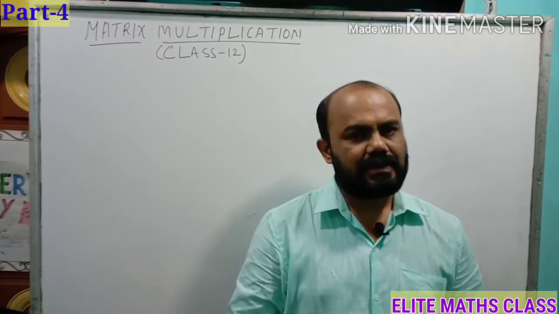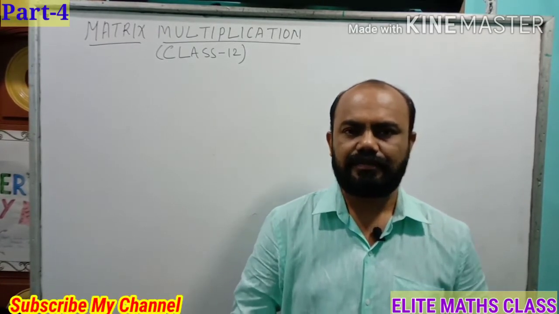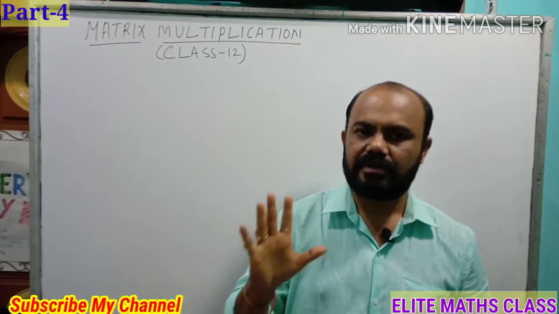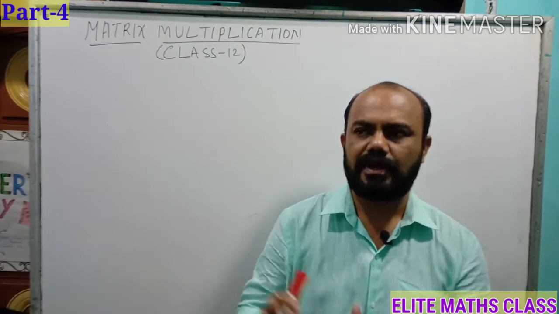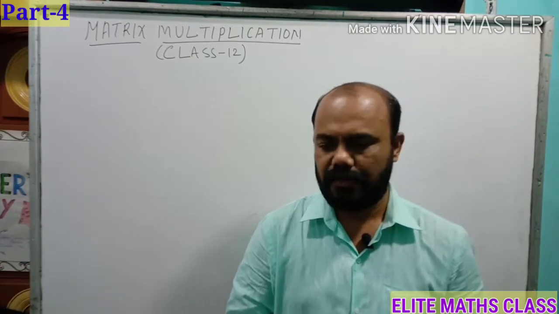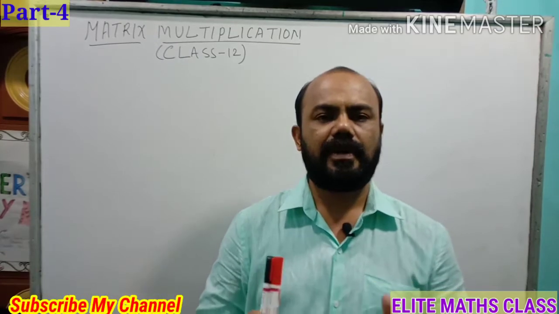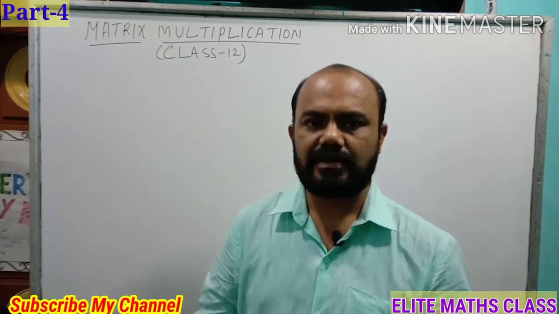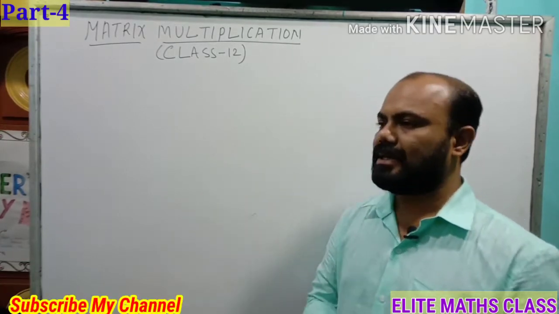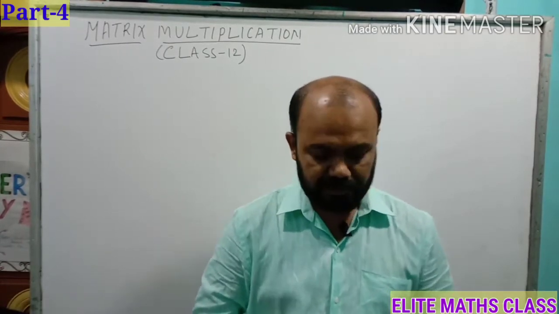Matrix multiplication is a little bit different from ordinary multiplication, and in my last video on determinants, I have defined multiplication of two determinants. It is almost similar, but there are differences also, because in a determinant, the number of rows is equal to the number of columns, but in a matrix, the number of rows may not be equal to the number of columns. So first let us see how matrix multiplication is defined.